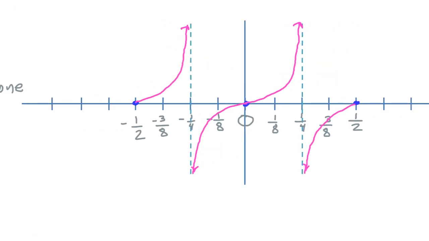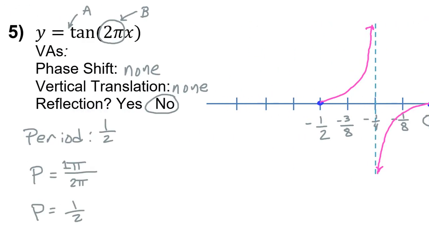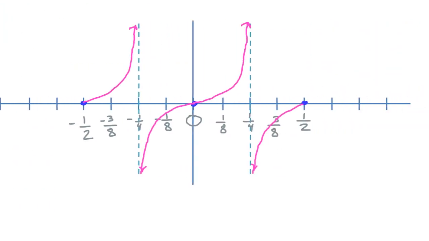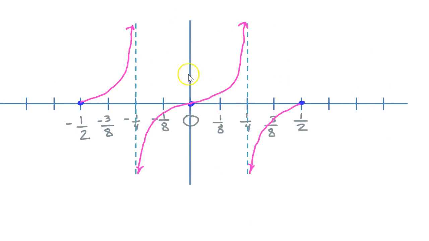Alright, let's look back. There's my y-axis, of course. Now let's look back and see that a value. Well, the a value is 1, which is not the amplitude, because tangent does not have amplitude. It goes up forever and down forever. But that a value still has a role.